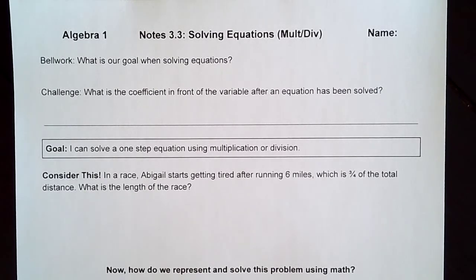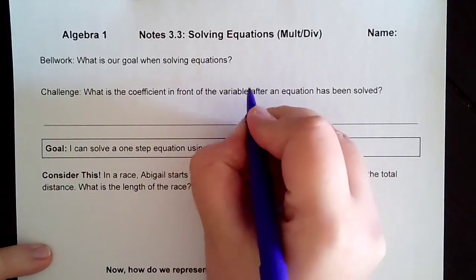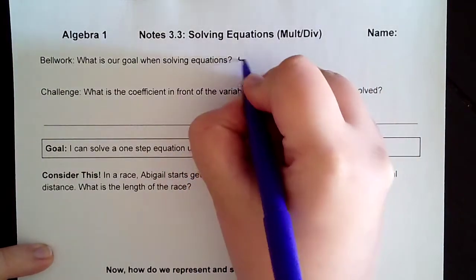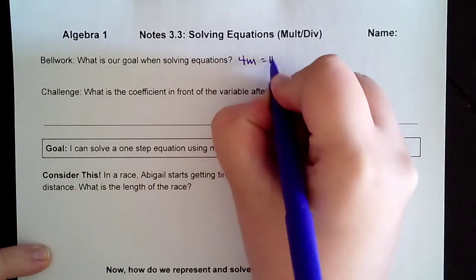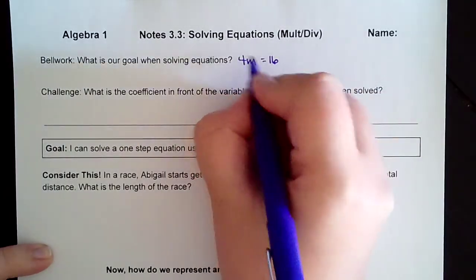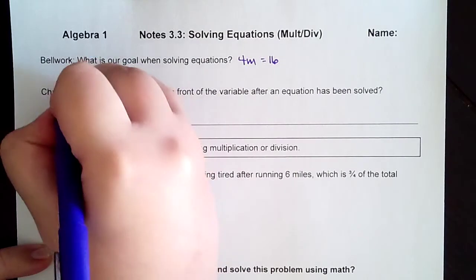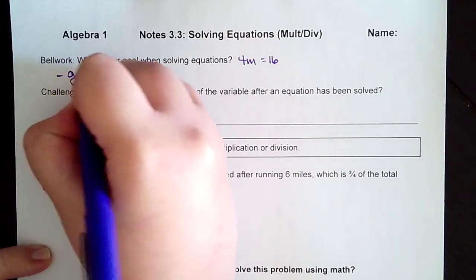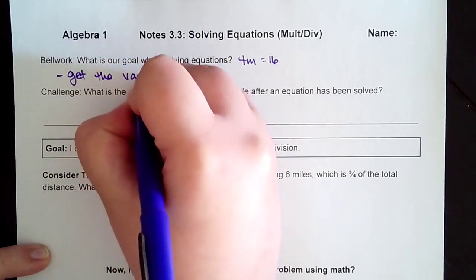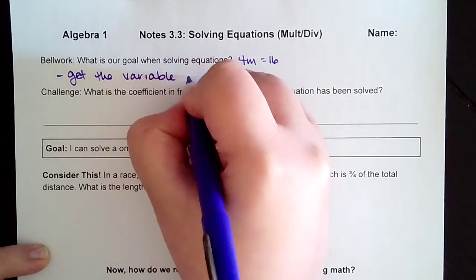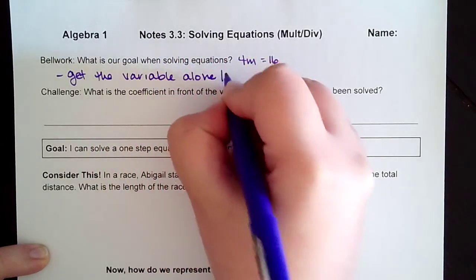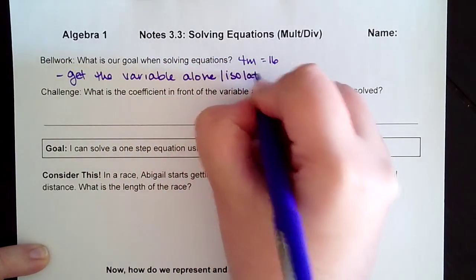What is our goal when solving equations? As in, yesterday, when we were working on this, what was our ultimate goal for a problem like 4m equals 16? I guess yesterday we were working with addition or subtraction, but the goal remains the same. We were trying to get the variable alone. You'll also hear me call it isolating the variable.